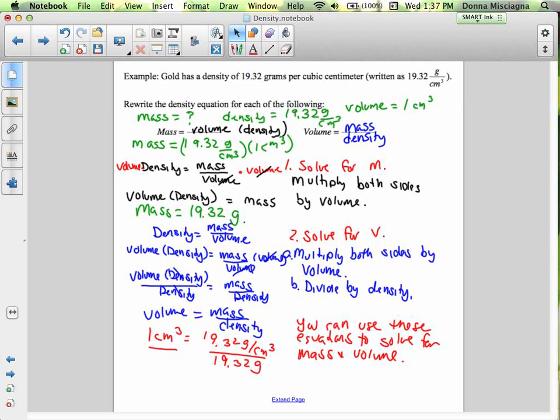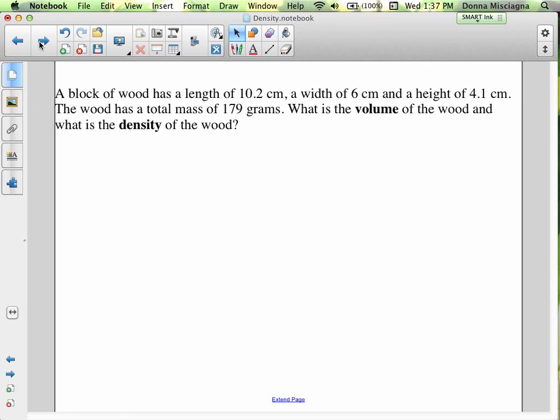Good? Everyone good? Okay. All right, so let's solve some problems. This one is in your notes on the other side. A block of wood has a length of 10.2 centimeters, a width of 6 centimeters, and a height of 4.1 centimeters. Let's draw out our block of wood.